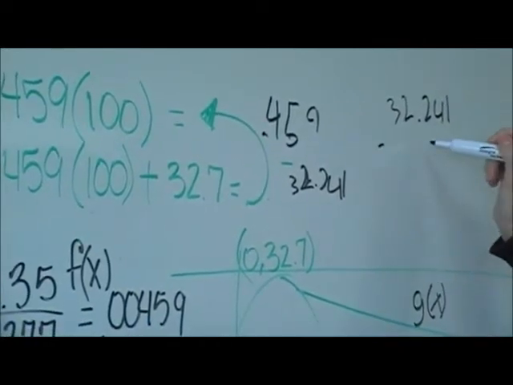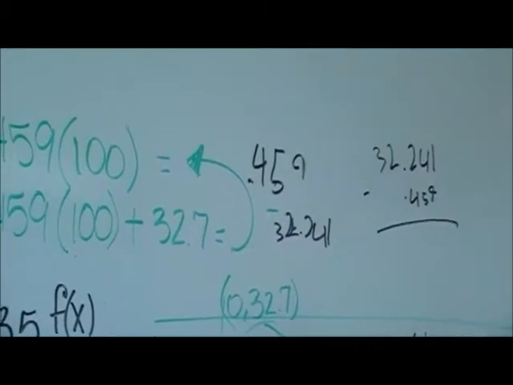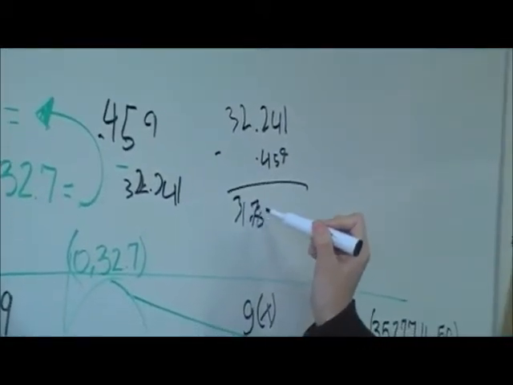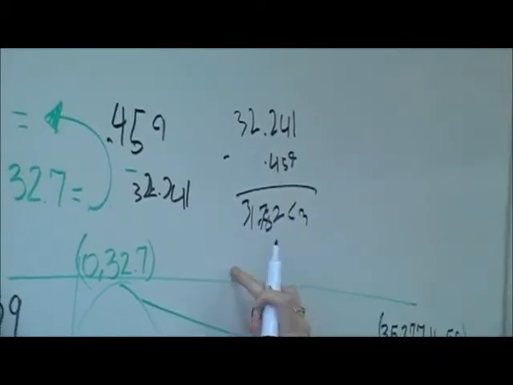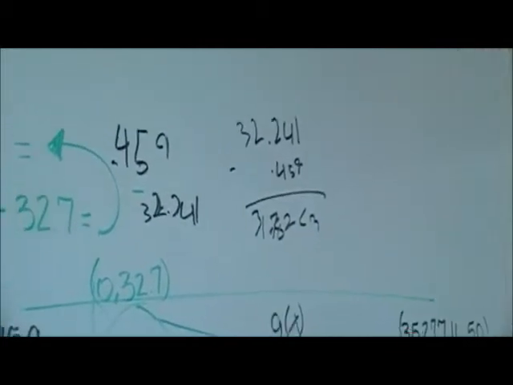241 minus 0.459, and you get 31.782 centimeters. So that would be your first increment at 100 centimeters. And do you keep going down like that?